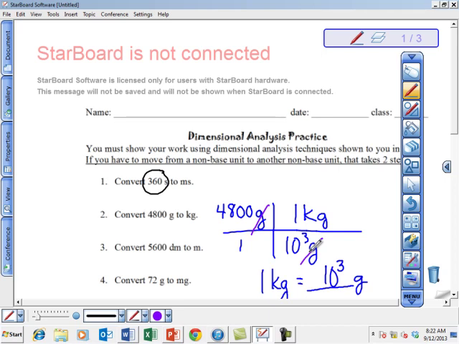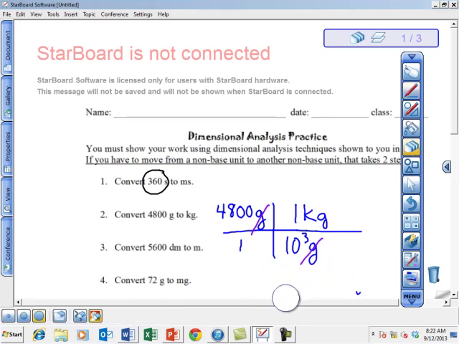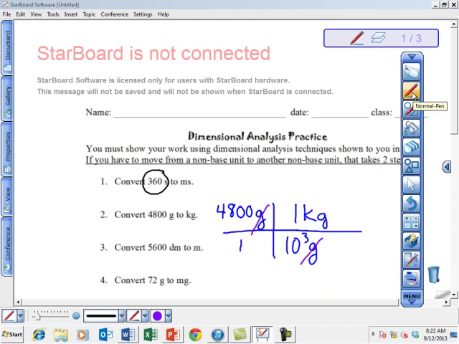So start with the number 4,800. Type it in, 4800. And this time, you're going to divide by 10 to the third. All right, what'd you get? 4.8, right? Okay, 4.8, and then what is the unit on this guy? Kilograms. And you put a box around your final answer.